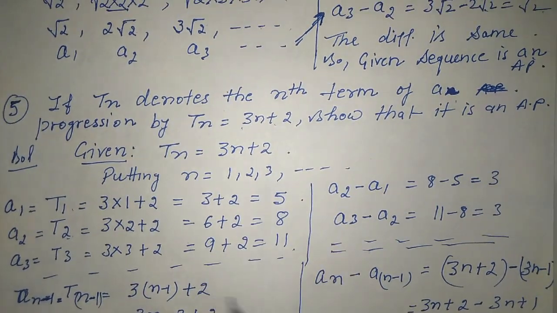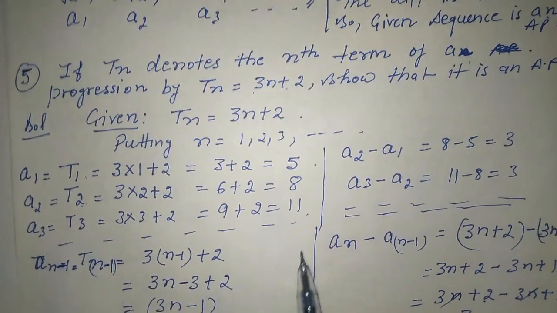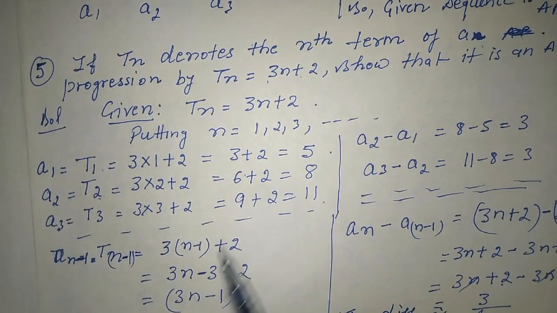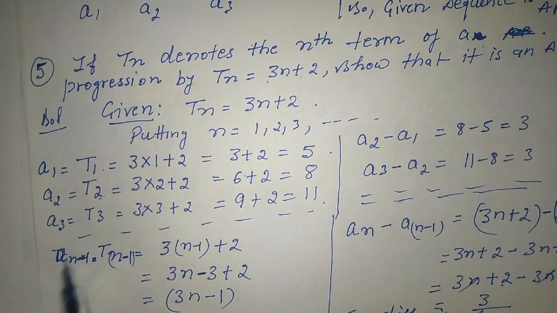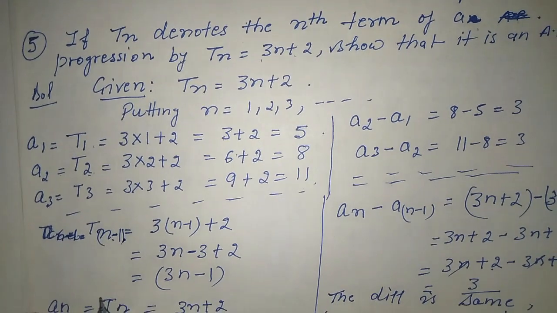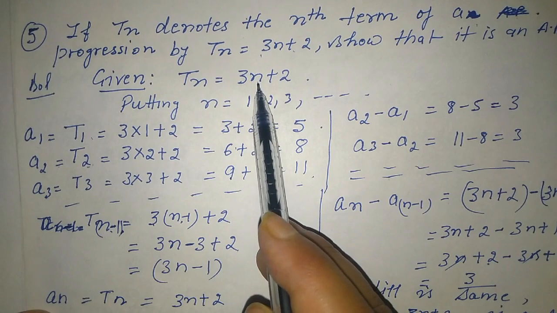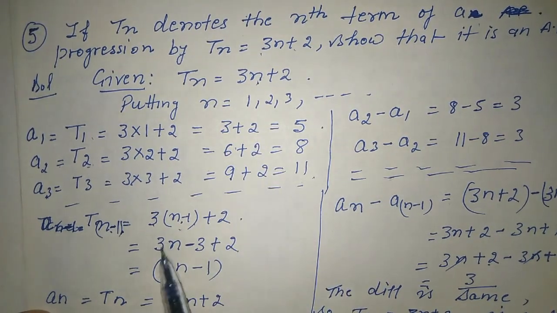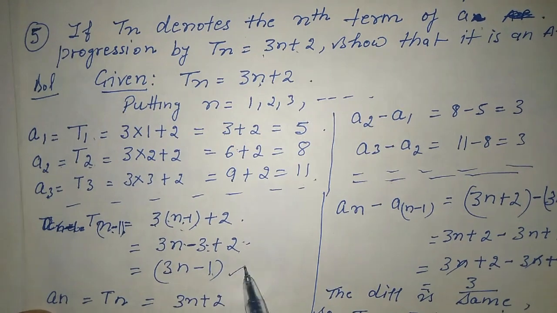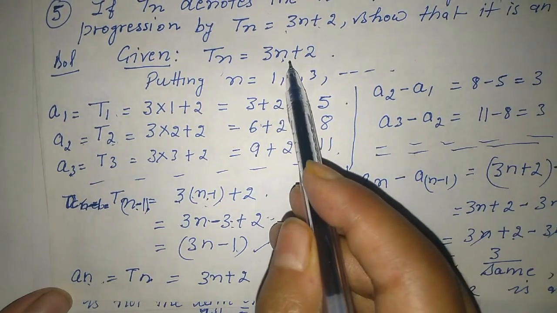So T1, T2, T3, we are having this kind of numbers. Now we want to find Tn minus 1, the second last term. Instead of n in the expression, we put n minus 1: 3 into n minus 1 plus 2. So this becomes 3n minus 3 plus 2, which is 3n minus 1. And the last term is An, equal to Tn, that is already given, 3n plus 2.